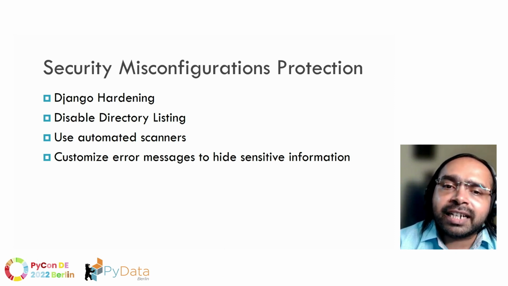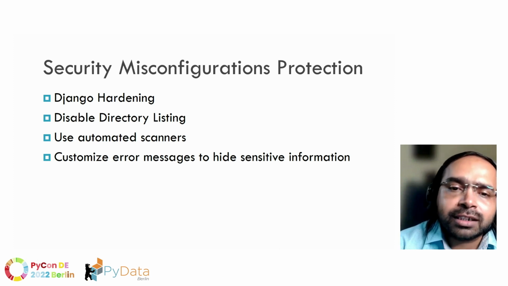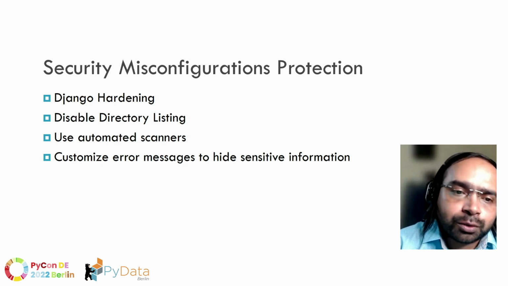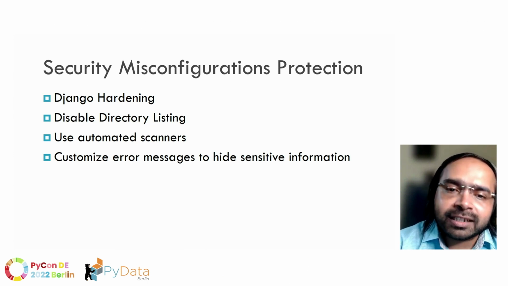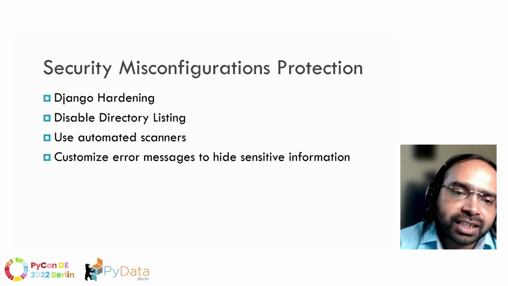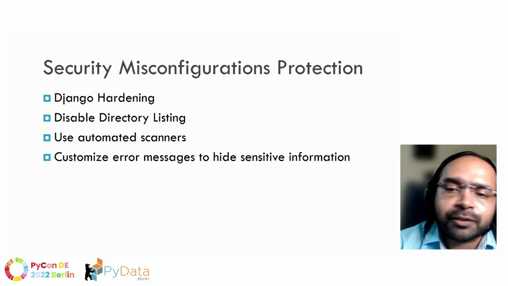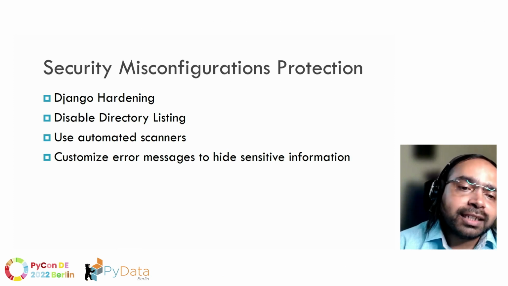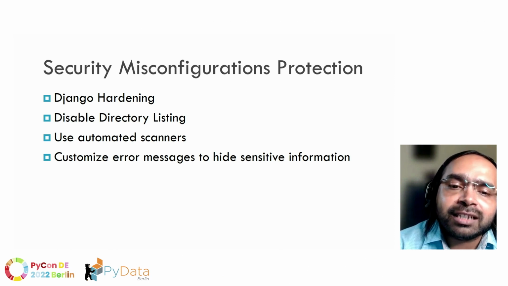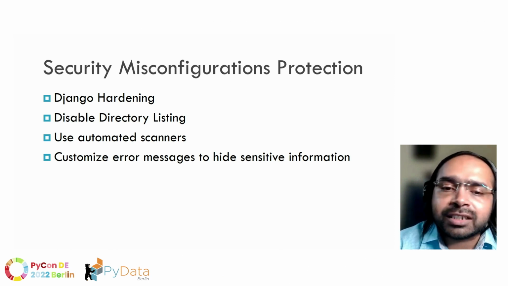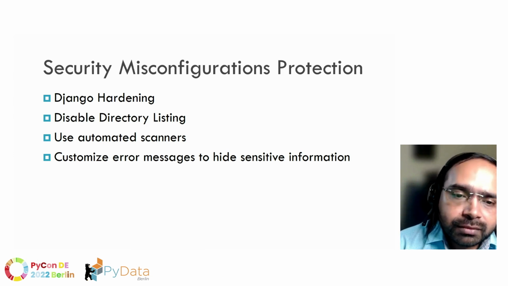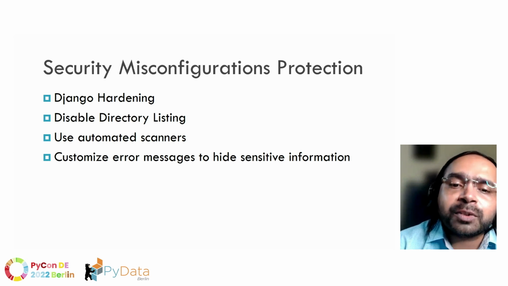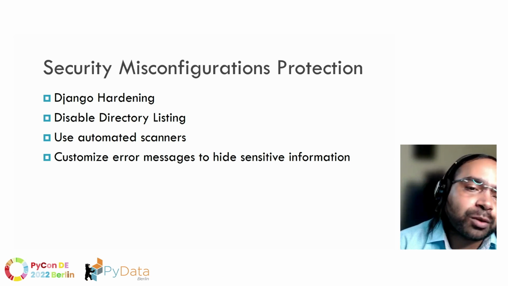Then disable directory listing. Don't display the files and folders which are hosted on the web server's root directory. Then use automated scanners. You'll get a lot of automated scanners, CMS scanners, so you can use them to identify the misconfigurations. Then customize error messages to hide sensitive information. This is very, very important because if you display the system error message, it may reveal information about the operating system and operating system version, browser version, or the server version. These versions are enough to find the vulnerabilities present in those particular versions. A simple Google search is enough for them.